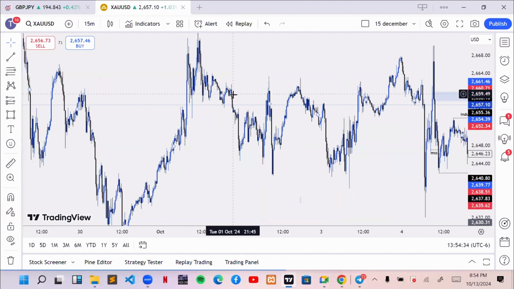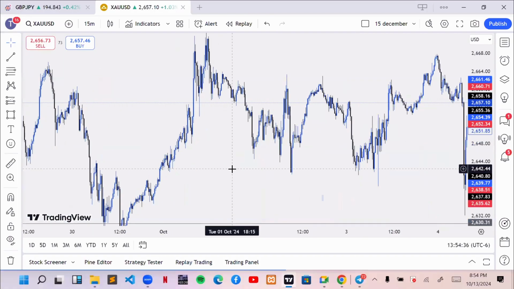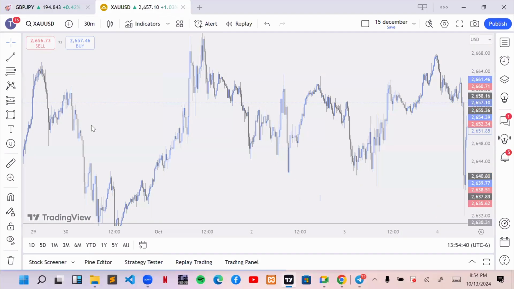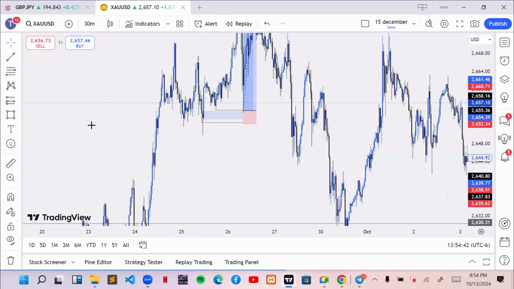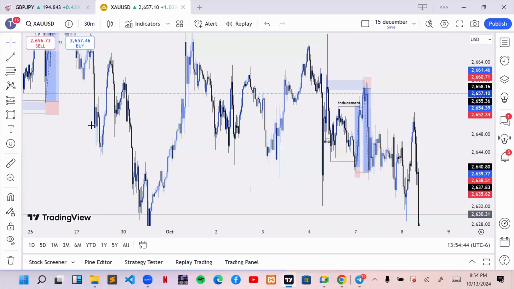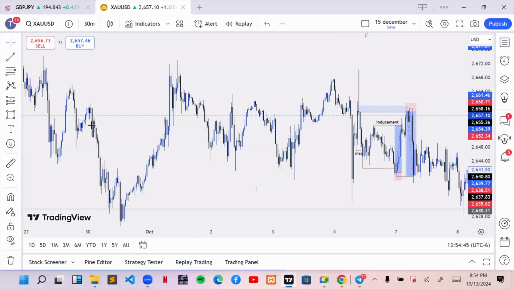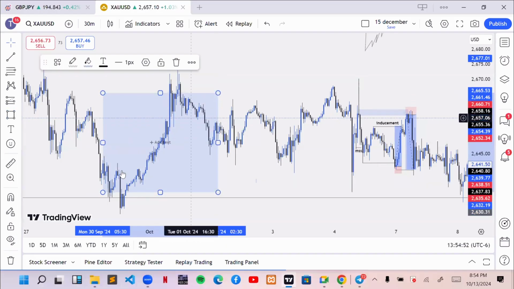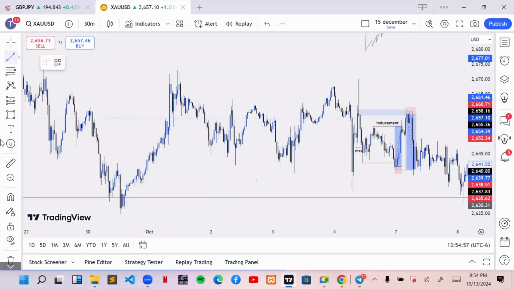So when I analyzed this setup, this is what I did. I used the 30 minutes time frame for this setup. I paid attention to this chart and I noticed that the market was previously on an uptrend. So this is the uptrend that the market was on before. Here, this was the uptrend. The market was making a series of higher highs and higher lows.